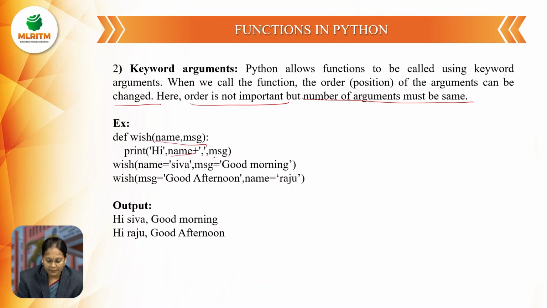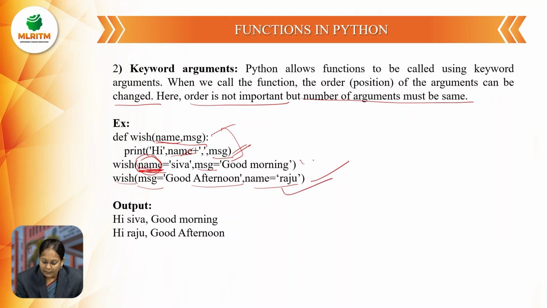Wish(name, message): Hi name, message, first argument and second argument. This is the function name and function definition. Now I am calling the function with wish(name=...). This is called a keyword. The keyword is nothing but this one; the argument name is compulsory, we have to write it. Name equals Shiva, msg equals good morning. But in the second, wish(message='good afternoon', name='Raju').